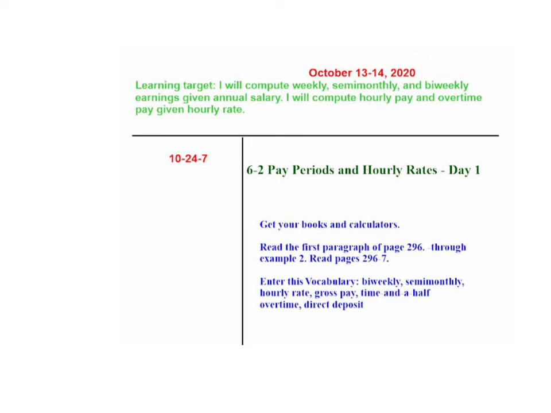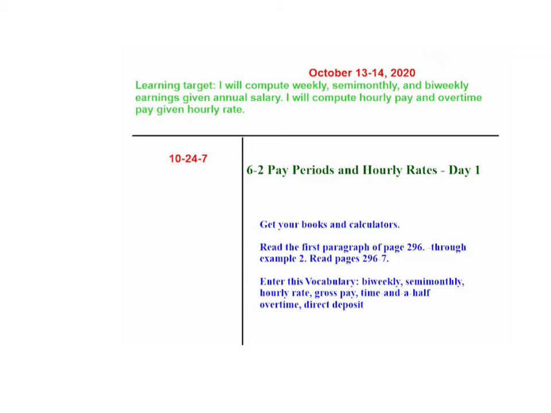All right, get your books and your calculators. If you don't have a calculator, go to desmos.com and bring up the scientific calculator. I want you to read the first paragraph on page 296 through example 2. So you're reading pages 296 through 297.